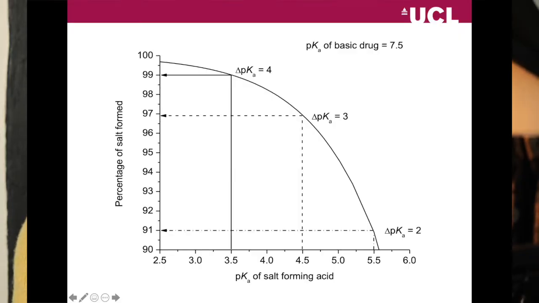Now, let me talk you through the graph. It's much easier if we go through each example. So on the x-axis, I hope you can see that at 5.5 there is a dotted line going up. So if the pKa of the drug is 7.5, and the pKa of your salt-forming acid is 5.5, the difference in pKa between those two is 2. So it says delta pKa, difference in pKa, is 2. If you go up and you hit the black line, and then you go across and read the value on the y-axis, that tells you the percentage of salt that should be formed if you react those two together under ideal conditions. And so I hope you can see 91%, a theoretical maximum of 91% salt if you react your basic drug in this case with an acid with a pKa difference of 2.